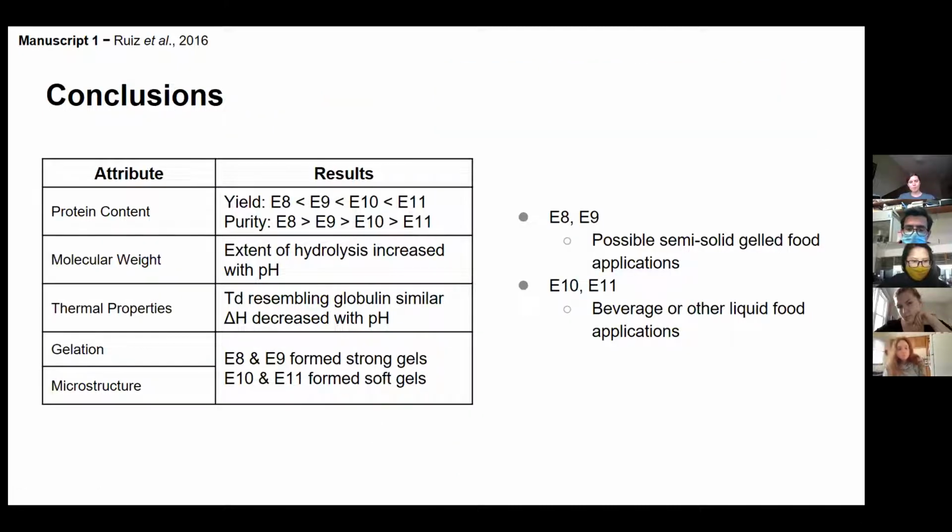So over here, the table on the left is just a summary of what I said before. And the authors ended their paper concluding that E8 and E9 have possible semi-solid gel food applications, whereas the higher extraction pHs are more applicable in liquid foods.